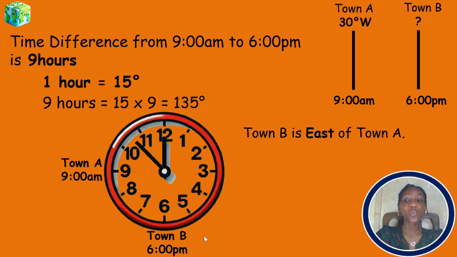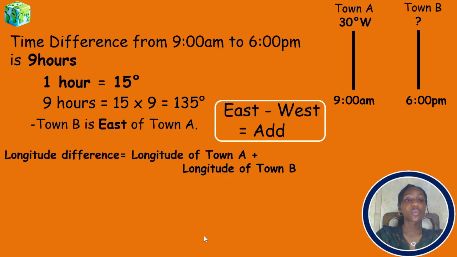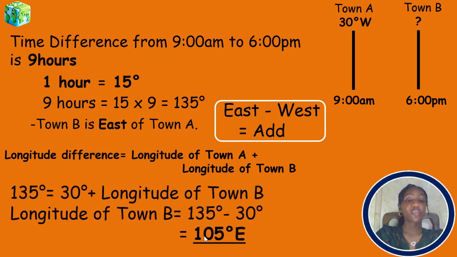So now we know the principle we're going to use: addition. So writing out our equation, we have this. The longitude difference will now be equal to the longitude of town A plus the longitude of town B. And so from my equation above, we know that town B is our unknown. So let's put in all the values we have to get the final answer. 135 degrees equals 30 degrees plus our unknown, that's the longitude of town B. And then if you collect like terms, 135 degrees minus 30 degrees will give us 105 degrees east, which is our final answer.